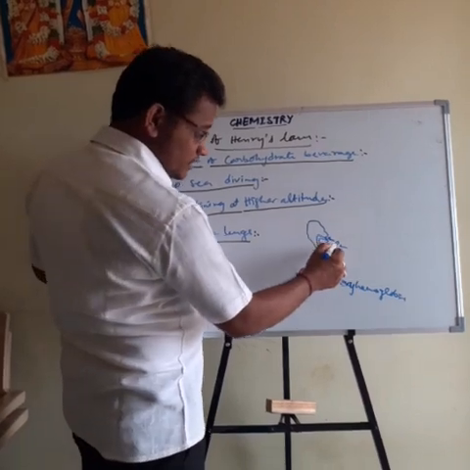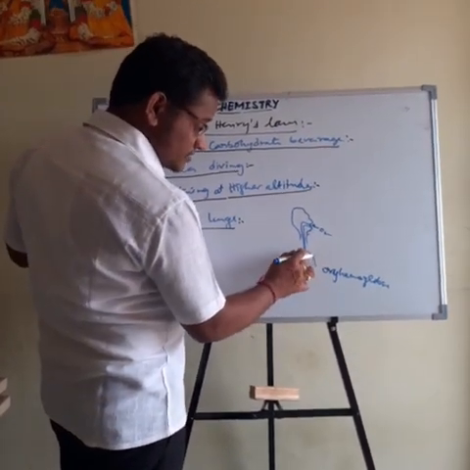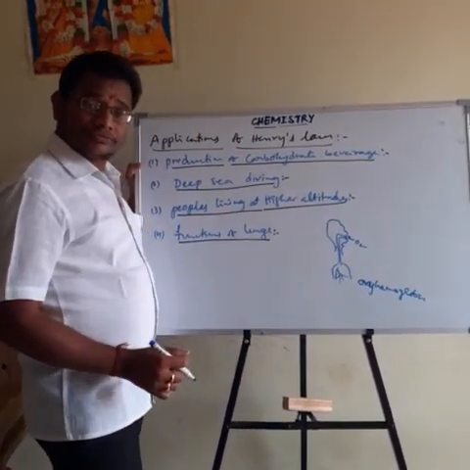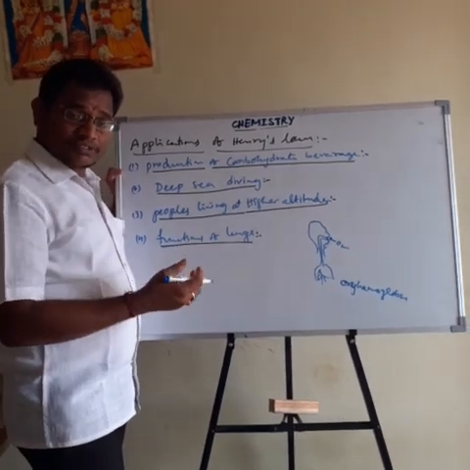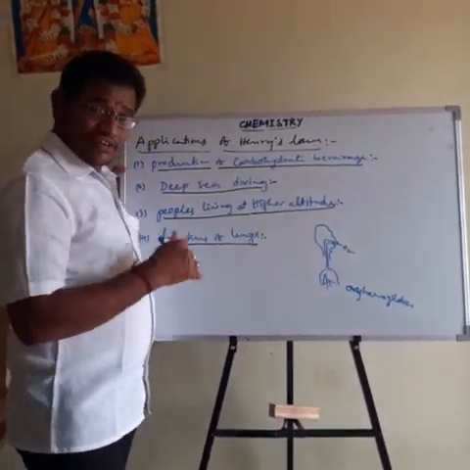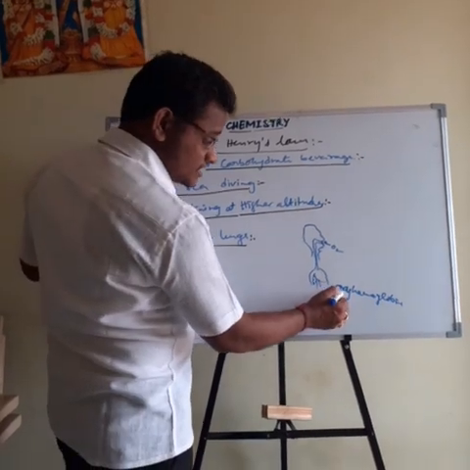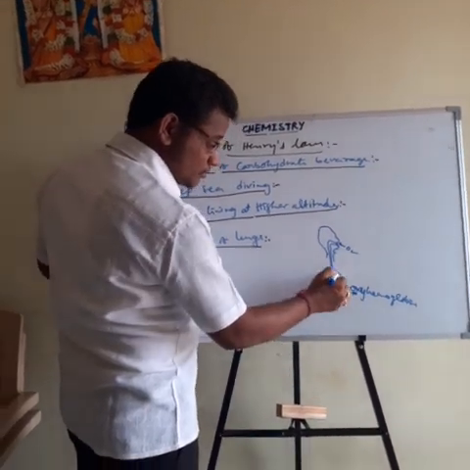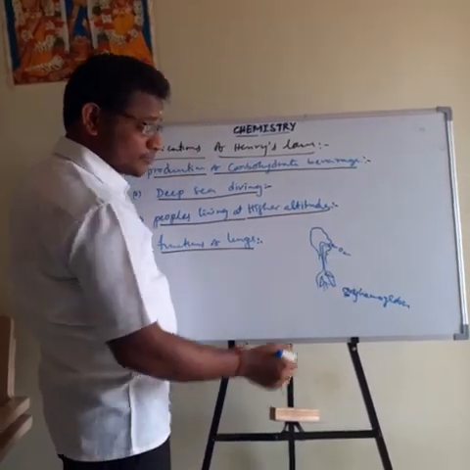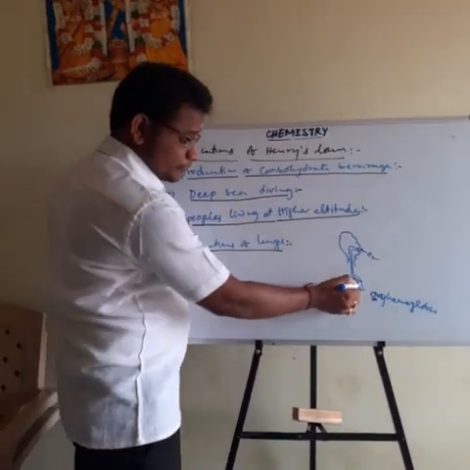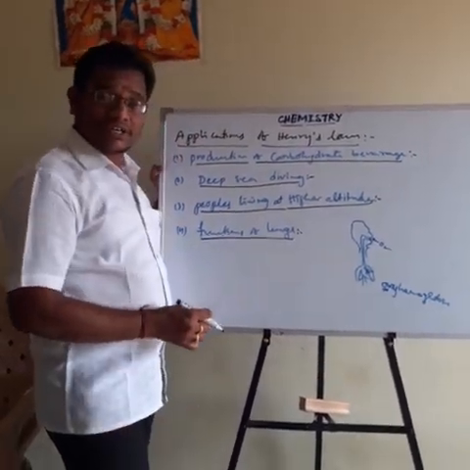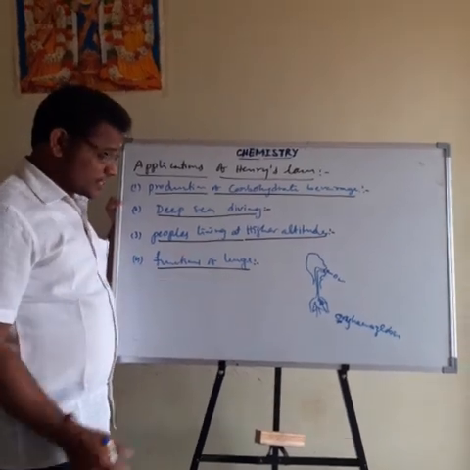Again, whenever the oxygen concentration decreases in the lungs, that means the concentration of oxygen decreases in our lungs, at that time the oxygen is released from the oxyhemoglobin. Again, oxygen is released from the oxyhemoglobin. So that is the function of the cells, and that is about the working of the lungs.